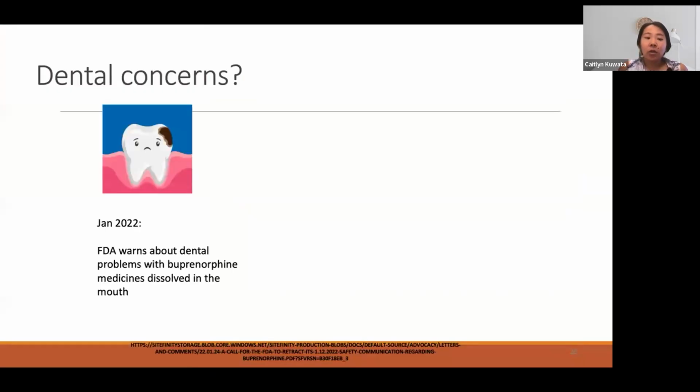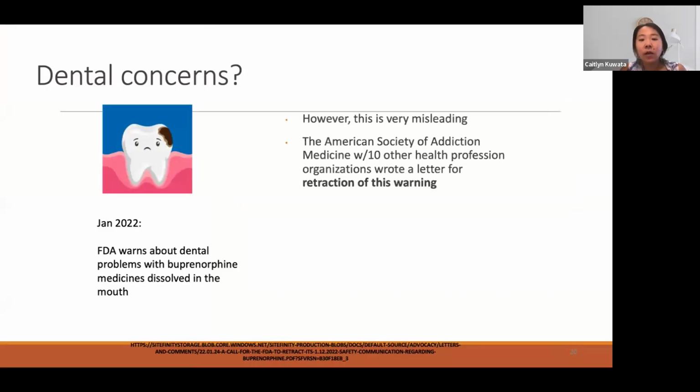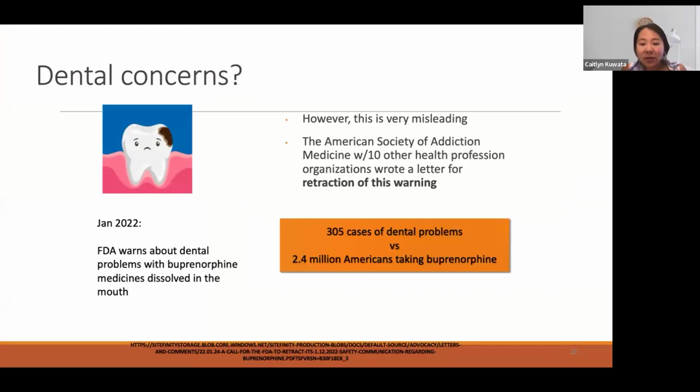Dental concerns. In January of 2022, the FDA provided a warning about the dental problems associated with buprenorphine medicines dissolved in the mouth. However, this is very misleading, and the American Society of Addiction Medicine, along with 10 other professional organizations, wrote a letter asking for retraction of this warning. And the reason why was the evidence for this warning was quite weak.